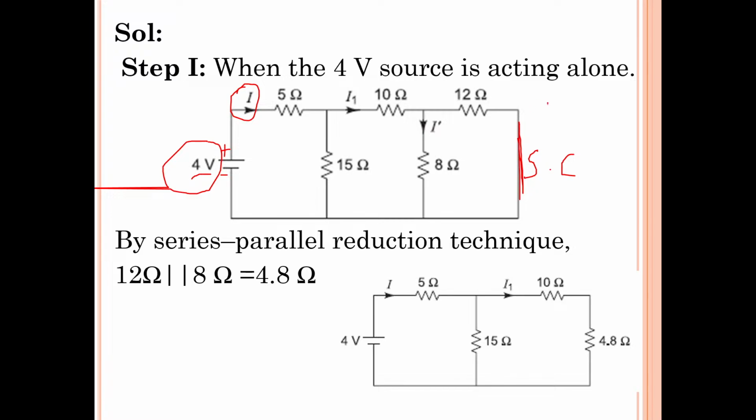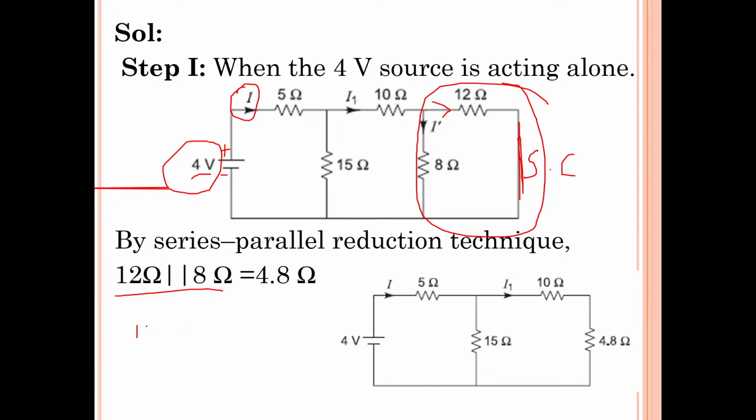Now let us consider this loop. How are these two elements connected? At this junction, current is dividing. It means 8 ohms and 12 ohms are in parallel, because the divided current flows through 12 ohms and 8 ohms. If divided current flows through any two elements, those two elements are said to be in parallel.